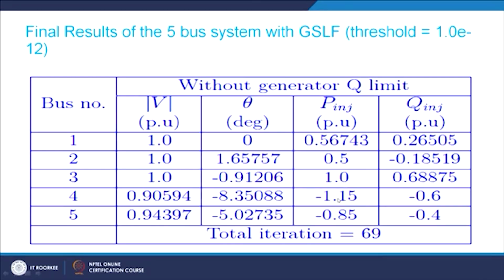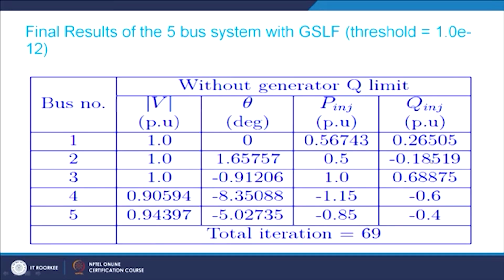And at the load buses, bus 4 and bus 5, please recollect that this load was 115 megawatt and 85 megawatt respectively. So this injected values would be minus 1.15 and minus 0.85. And please recollect that the reactive load was 60 MVAR and 40 MVAR respectively at bus 4 and bus 5. So this injected reactive power would be minus 0.6 and minus 0.4.